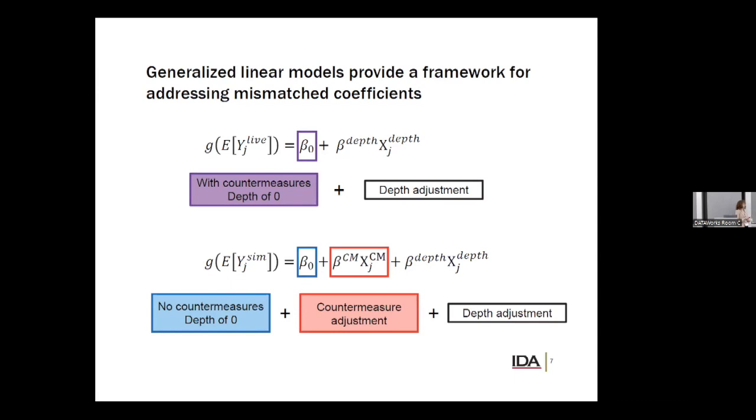However, for your ECWAF data, your intercept actually means something a little bit different. This time, it represents the model's prediction without countermeasures at this depth of 0. And you have this additional term that adjusts this prediction if you do have countermeasures present.